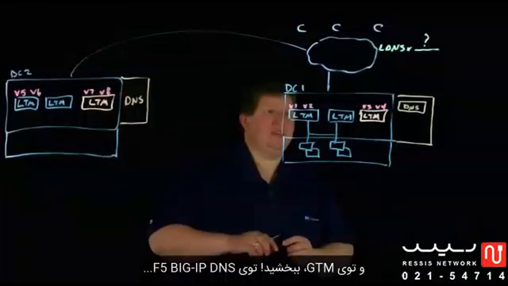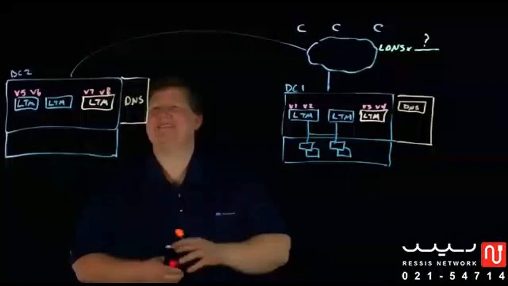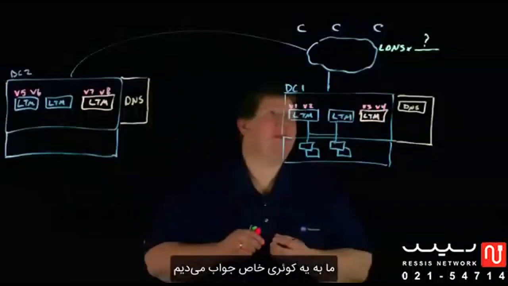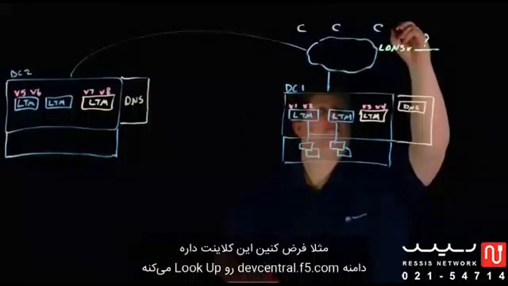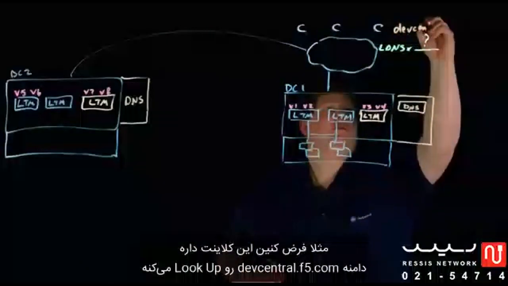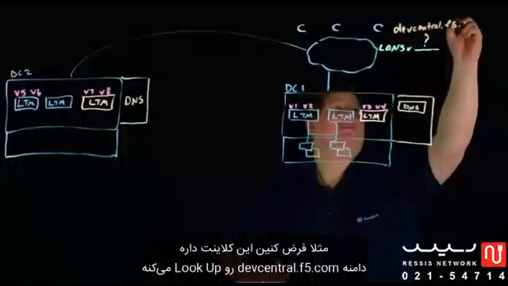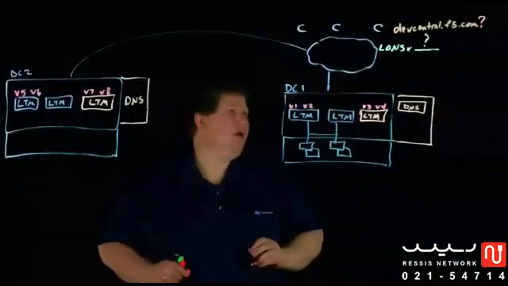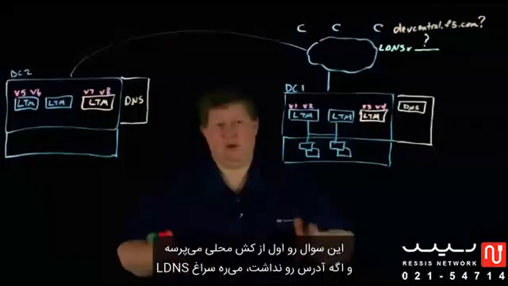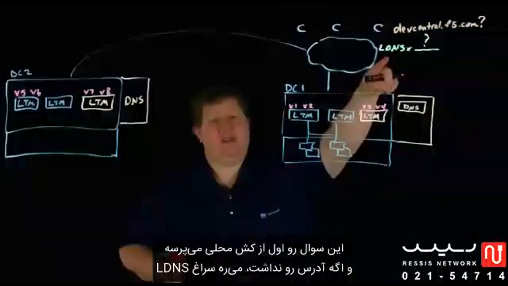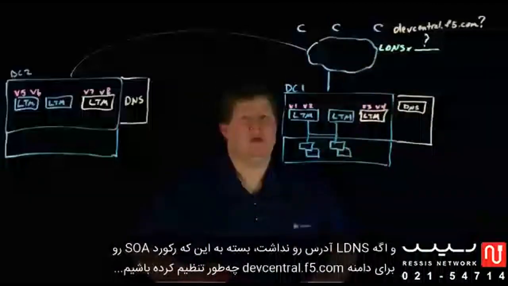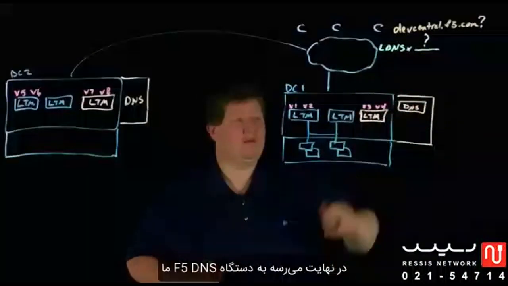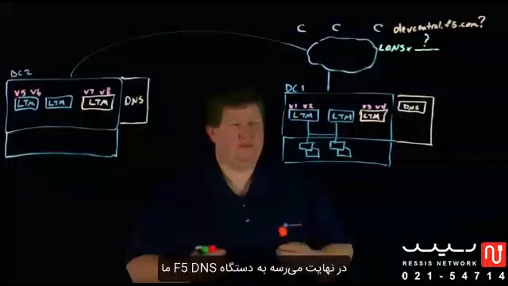In the GTM, the F5 BIG-IP DNS will respond to a particular query. So say this client is looking up devcentral.f5.com, and they're asking that question. They're going to ask that of their own local cache. If it doesn't have it, it will come to the LDNS. And if the LDNS doesn't have it, then based upon how we set up the start of authority for F5.com, it will eventually make its way to our F5 DNS device.